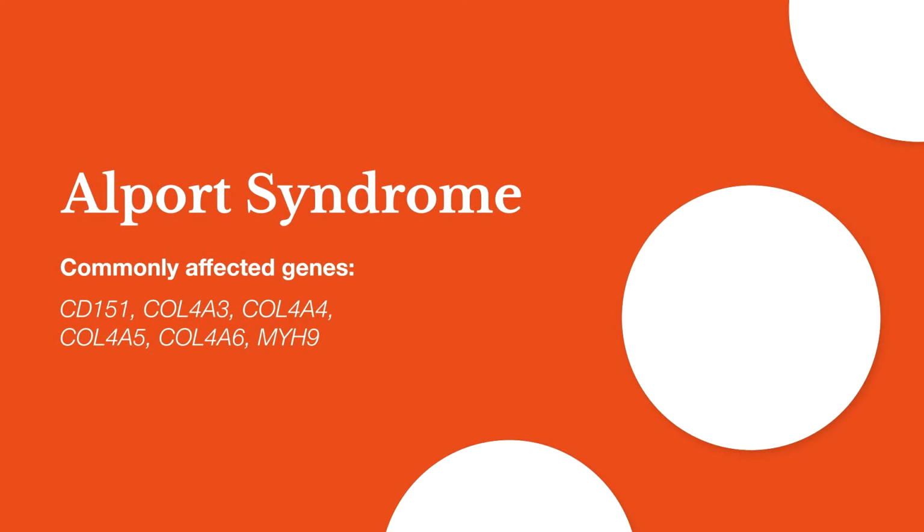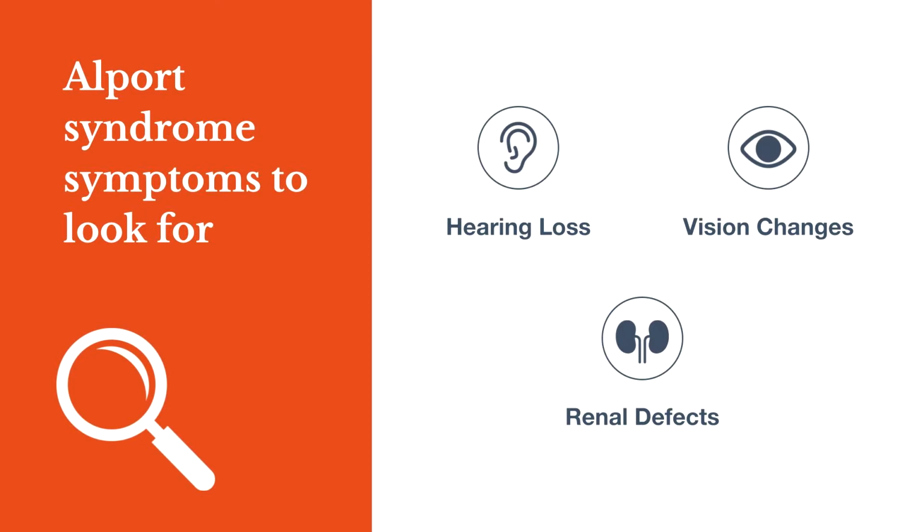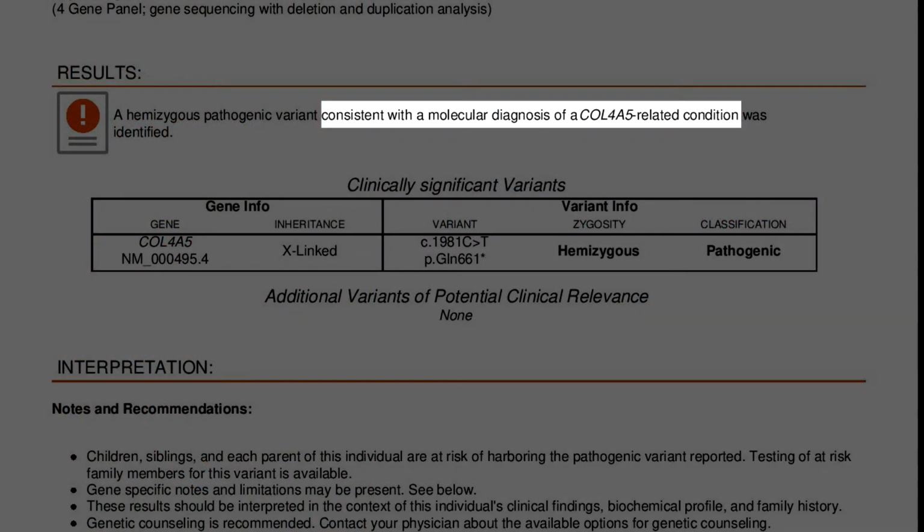However, it's important that the physician check for clinical signs and symptoms of Alport syndrome, such as hearing loss, vision changes, and renal defects. We don't know exactly how this variant will cause disease in this patient, but all the evidence that we have available to us says that it will cause some kind of disease.